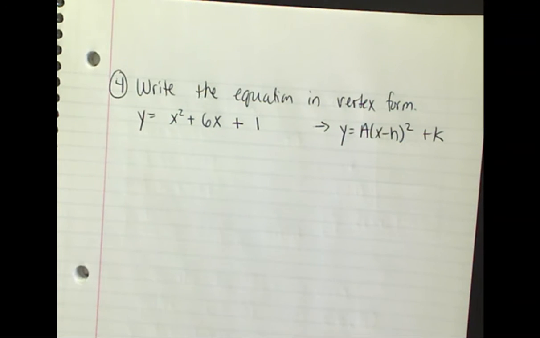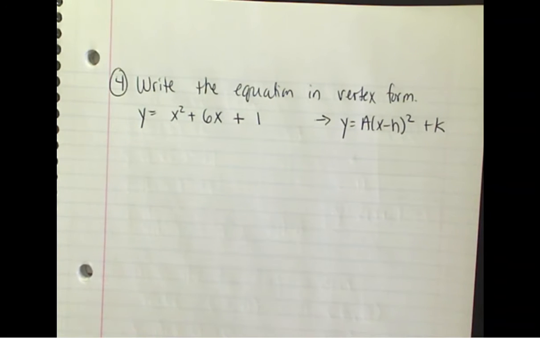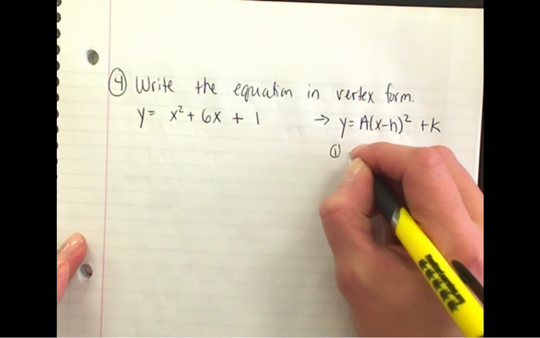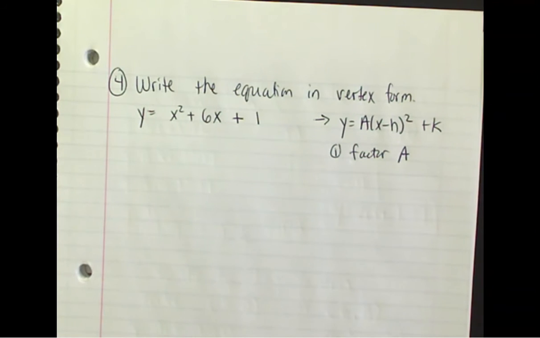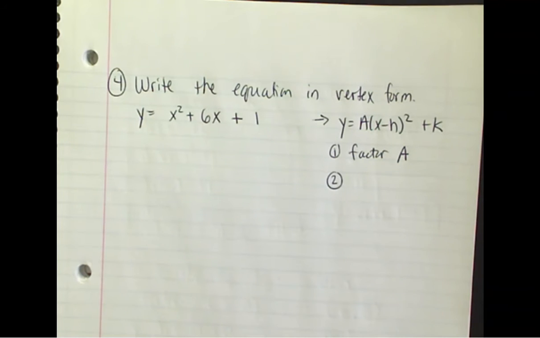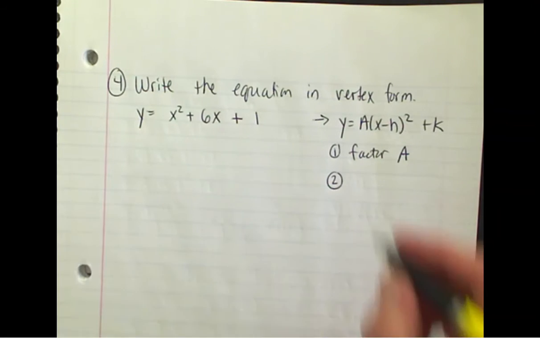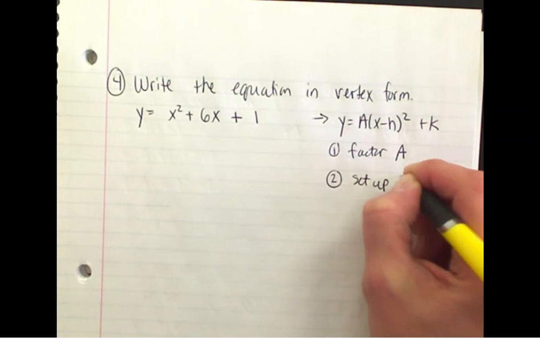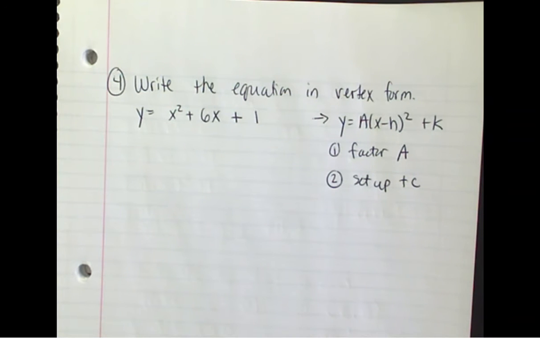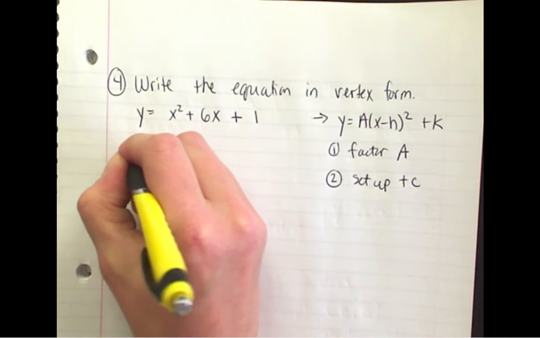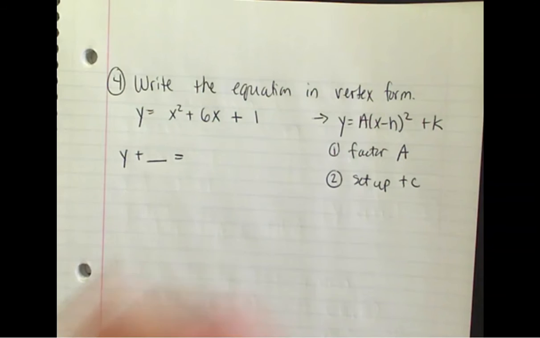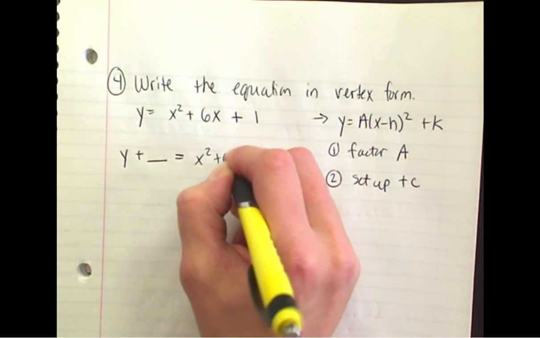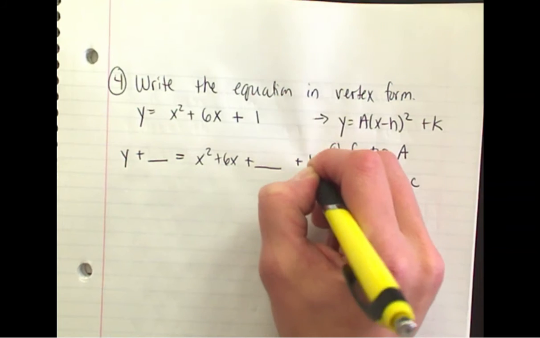Okay, perfect square trinomial. So here you go. I'm going to say factor A. Well, A happens to be 1, but I don't want to leave it out. We're going to complete the square, but we're not really solving. We're going to make our perfect square trinomial within the problem. You ready? Set up for your C value. Right? We can do it. Y plus this equals, okay, x squared plus 6x plus this. And I'm just sort of going to leave it.